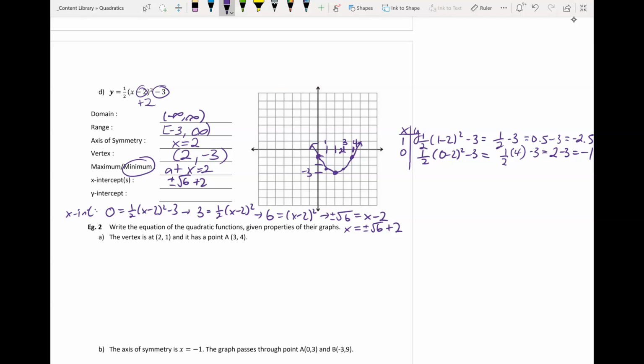If you had a calculator, yes, you can go ahead and punch those numbers in to figure out what your 2 x-intercepts are. For your y-intercept, we're going to set x equal to 0.